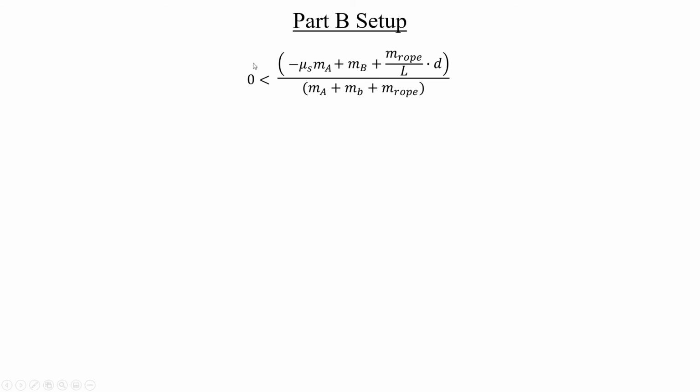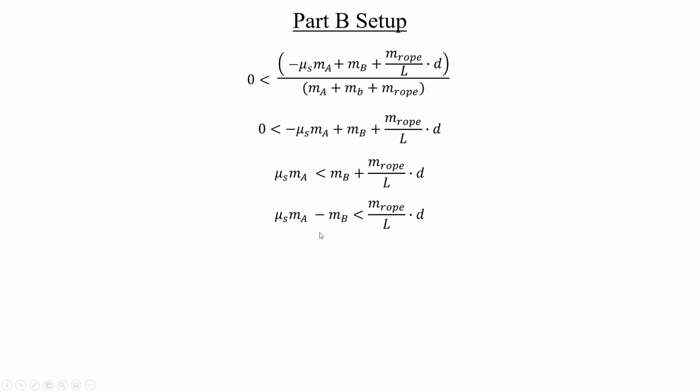Let's do that next. We're going to multiply both sides by this denominator here to eliminate it, which gives us the following. I'm going to move this static frictional term with block A over to the other side, which makes it positive. And then I'm going to move the mass of block B to the other side, which makes it negative and looks like this. Finally, if I want to get D by itself, I will multiply both sides by L and then divide by the mass of the rope. And that's what this looks like in the next line here.